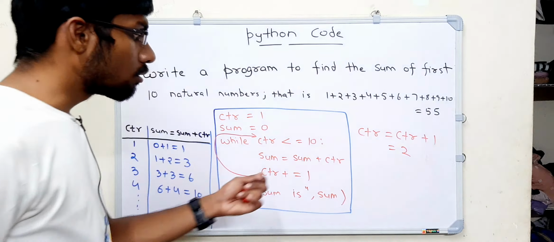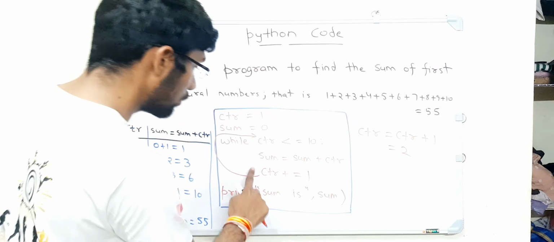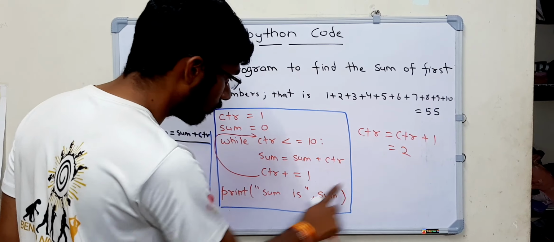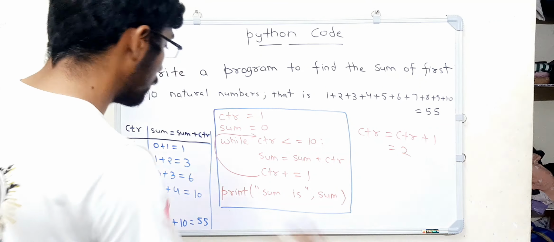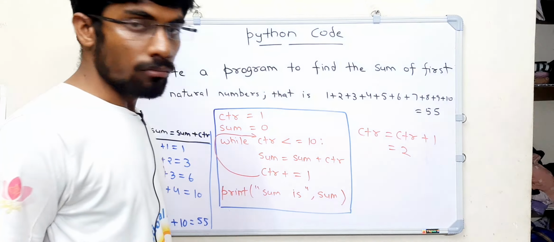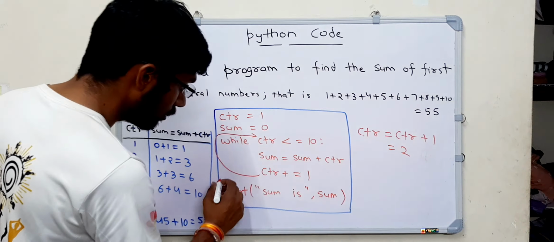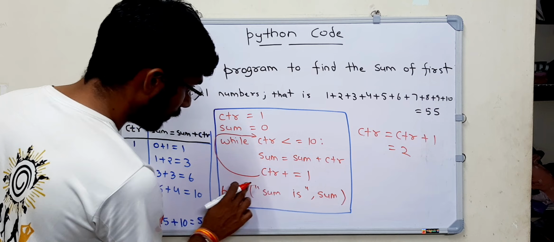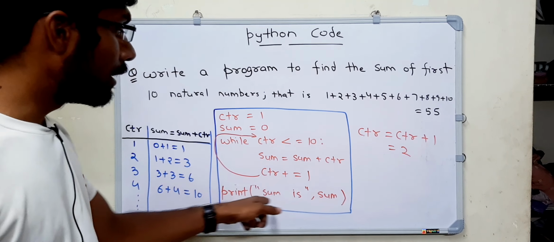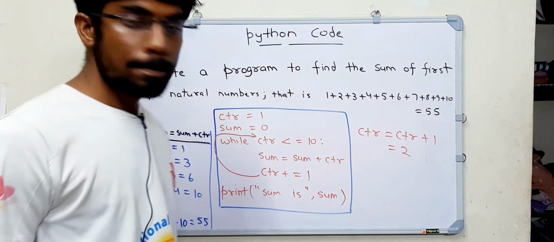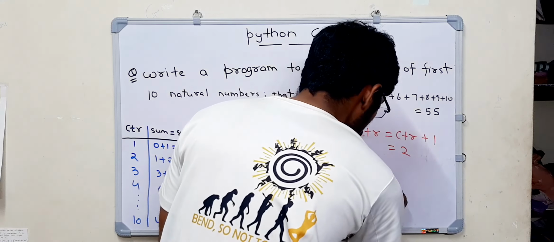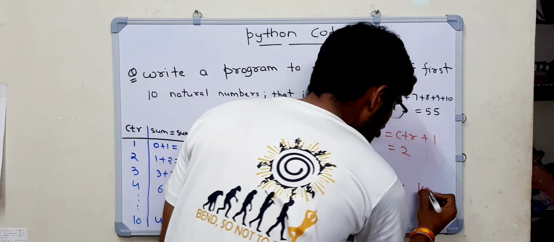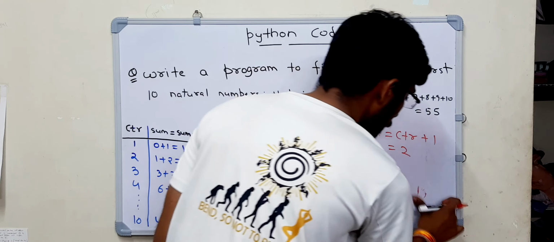Now 11 is less than or equal to 10, this is false. So this block will not work. This loop will get terminated and I will get to the last statement, which is the print statement. So this will print the sum. The output will be sum is 55.